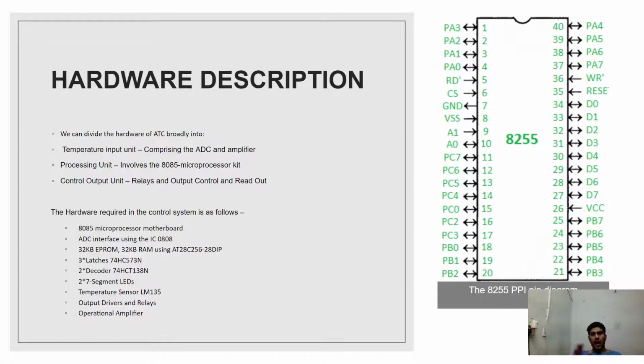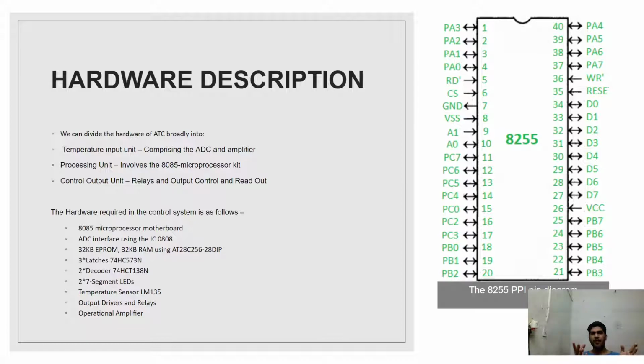So now we look into the hardware description of the system that we have designed theoretically so far. The hardware description is as follows. The system has three separate units: the temperature input unit that comprises the ADC and the amplifier; then the processing unit, which involves the 8085 microprocessor; and the third is the control output unit, which involves the relays, the output control and the readout.